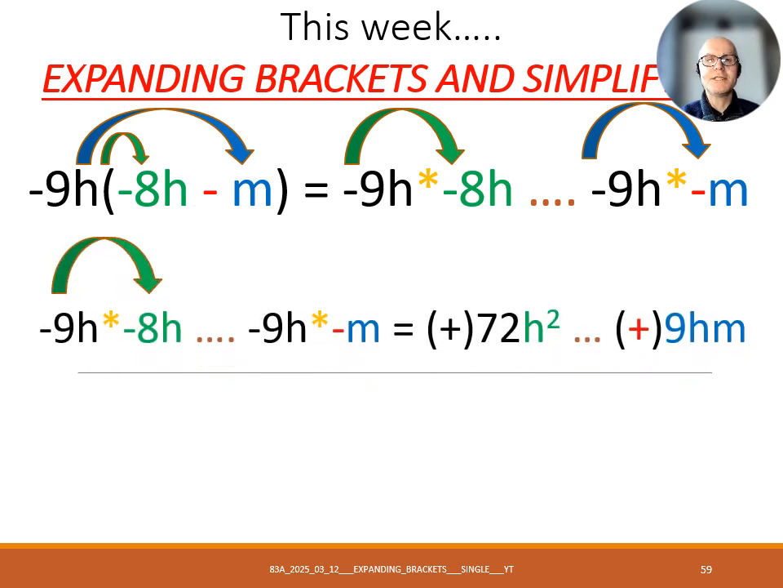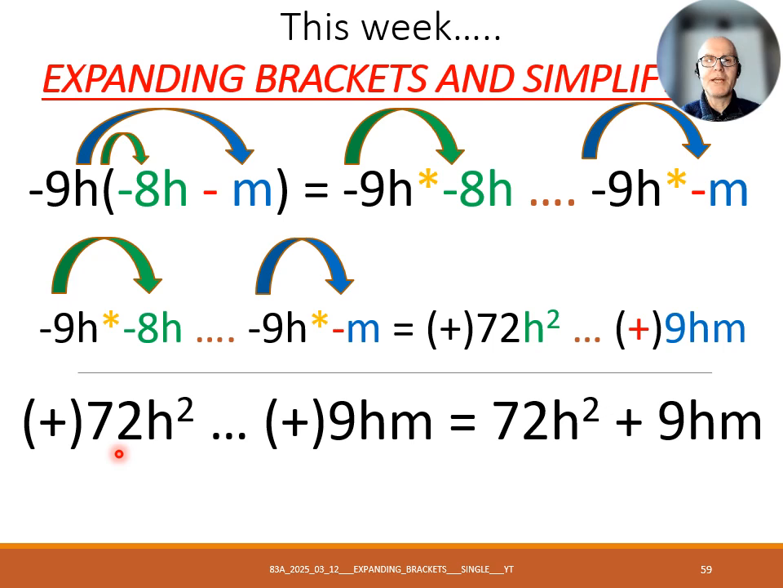Negative 9h times negative 8h. Negative times a negative is going to be a positive answer. Negative 9h times negative 8h equals positive 72h squared. 9 times 8 is 72 and h times h is h squared. Second part is going to be negative 9h times negative m. Negative times a negative is going to be a positive. Negative 9h times negative m is positive 9hm.